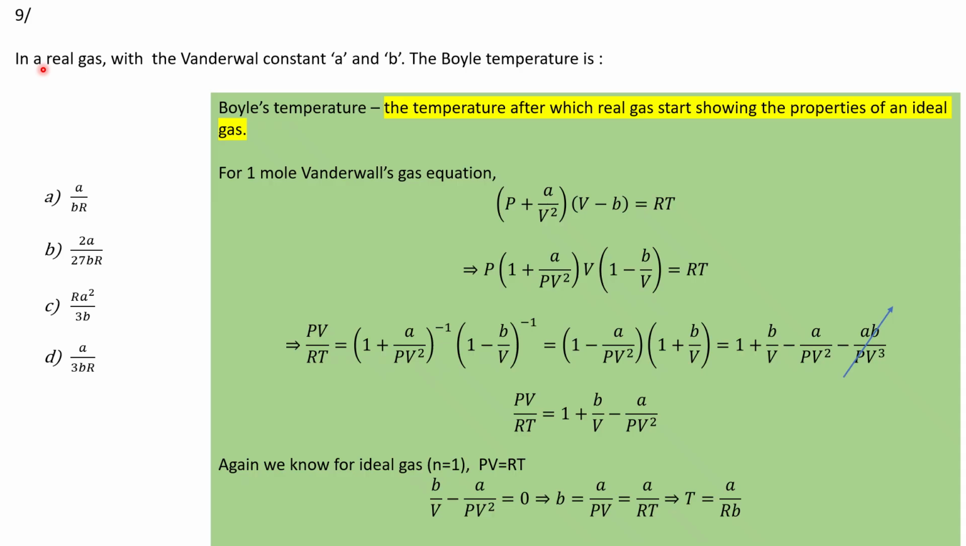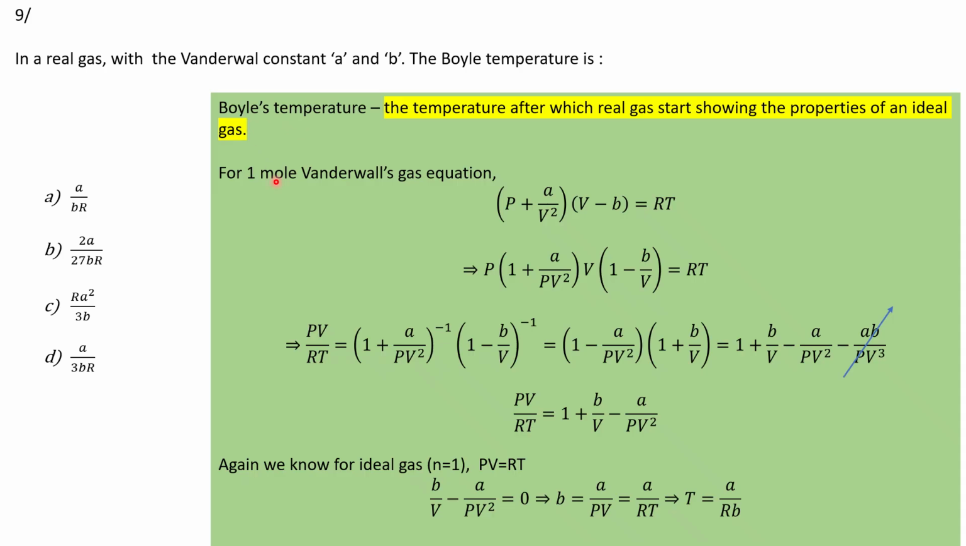Then, in a real gas with the van der Waals constants a and b, the Boyle temperature is... So first we should know what Boyle temperature is. It is the temperature after which a real gas starts showing the properties of an ideal gas. Beyond that temperature, the real gas performs like an ideal gas, and we basically call it Boyle's temperature.